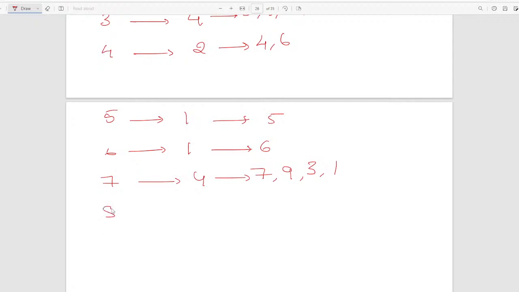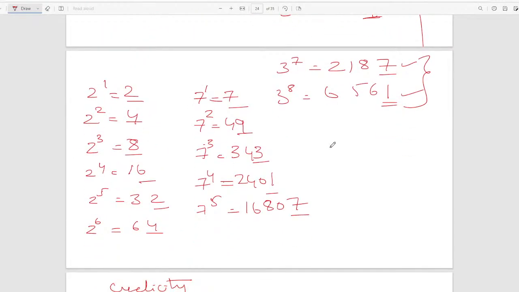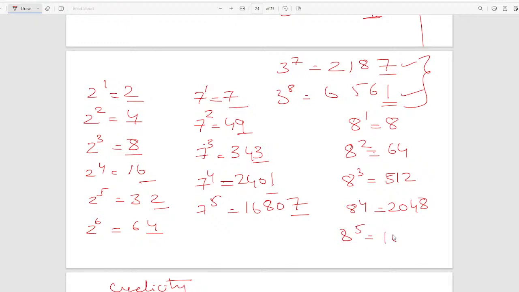And for the digit 8, the cyclicity is 4. And the pattern is 8, 4, 2, and 6. If you want, I'll show you again. 8 raised to 1 is 8. 8 square is 64. 8 cube is 512. 8 raised to 4 is 2048.